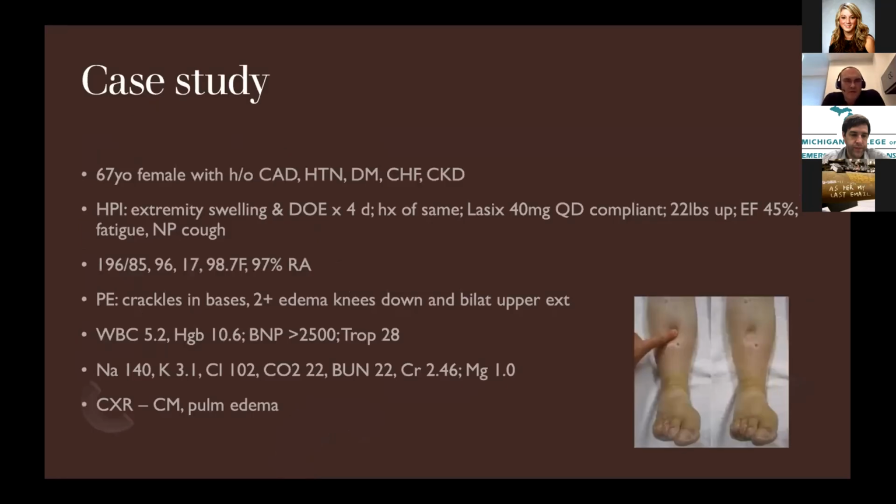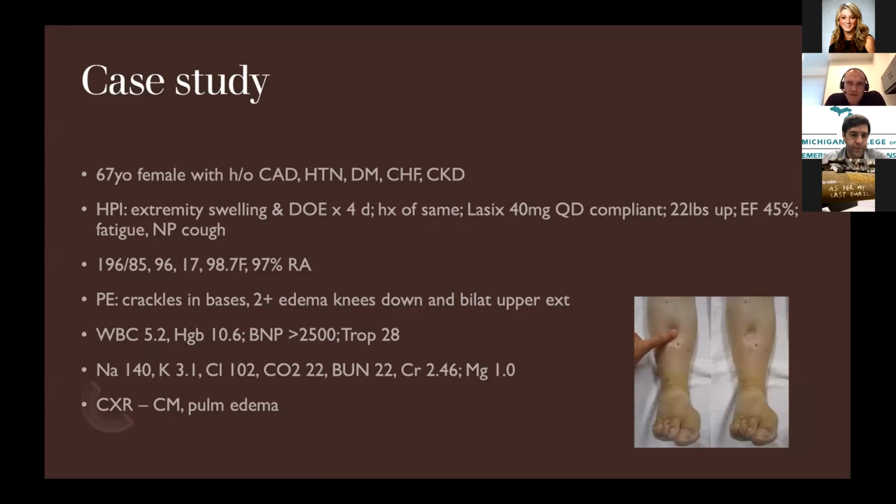So I wanted to share a little case study to pick up on a very important part of heart failure. This is a case of a 67-year-old female with significant past medical history, of course inclusive of heart failure, and she presented with a 4-day history of swelling in her extremities, both upper and lower, as well as dyspnea on exertion. She had had it before. She stated that she continued to take her Lasix every day as prescribed, but she was 22 pounds over her dry weight.